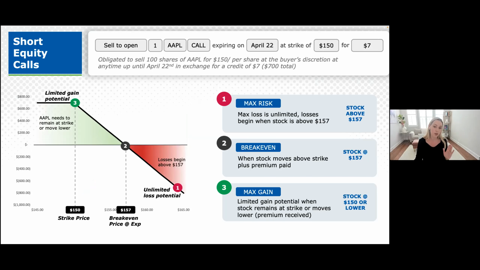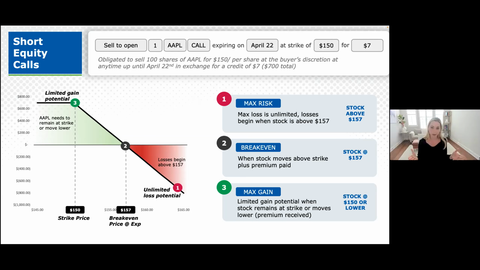So that shifts over to the short equity call side. If you were on the other side of this trade, instead of buying to open, your opening transaction would be a sell. So you'd be writing the call, and then it's the same from there. You'd sell to open one Apple call expiring on April 22nd. And again, let's assume that's 30 days from now at a strike price of 150 for a premium of $7. So instead of paying $7 in order to have the right to buy, you're actually receiving $7 per share, or $700 total, for the obligation to sell. You are obligated to sell the shares at the strike at the long holder's discretion.